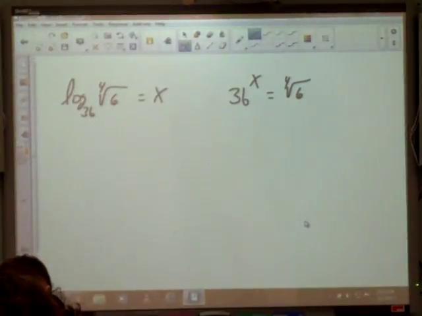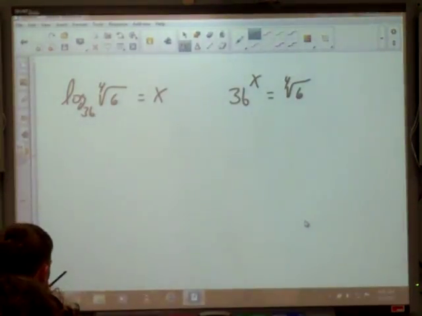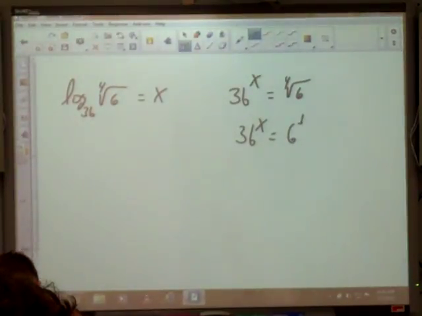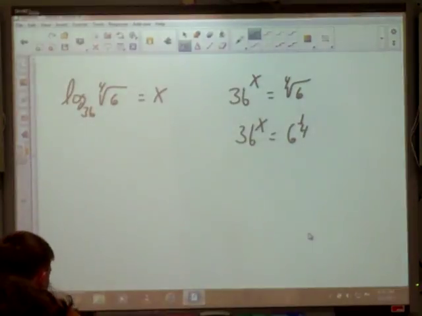Alright, that doesn't really help me a whole lot. Now I need to try to figure out something about that 4th root of 6. Do you remember power over root? I can rewrite the 4th root of 6 with a power. Very good. It's 6 to the 1st power and a root of 4. So that's the same as 36 to the x equals 6 to the 1/4. Alright, we're getting somewhere now.